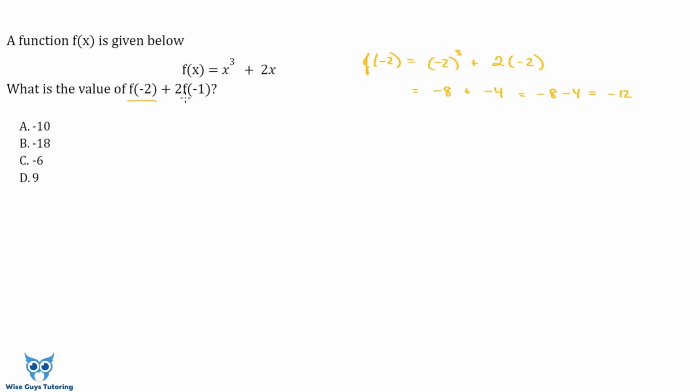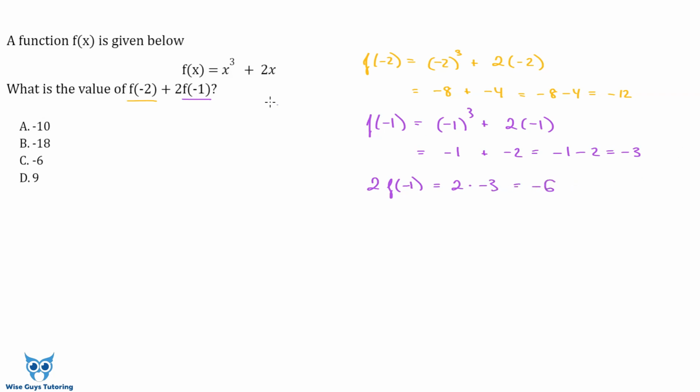Let's do the same thing here. Instead of 2 times f of minus 1, let's just do f of minus 1 first, and then we'll multiply it by 2. So I'm going to do the same thing, right? Wherever our eyes see x, we're going to put minus 1 instead. Minus 1 cubed is minus 1 times itself 3 times. It's minus 1. 2 times minus 1 is minus 2. Of course, plus minus 2, that just means minus 2, and that's negative 3. But we don't have f of minus 1, they want us to do 2 times that. So we'll just do 2 times minus 3, and that gives me minus 6.